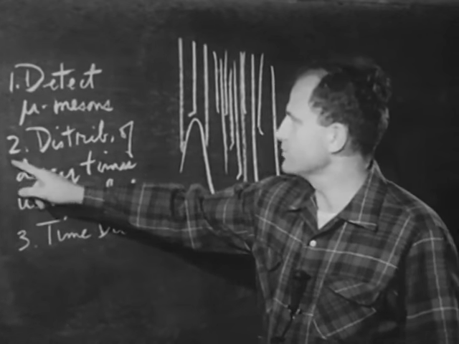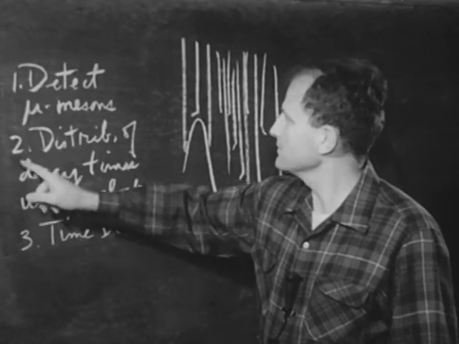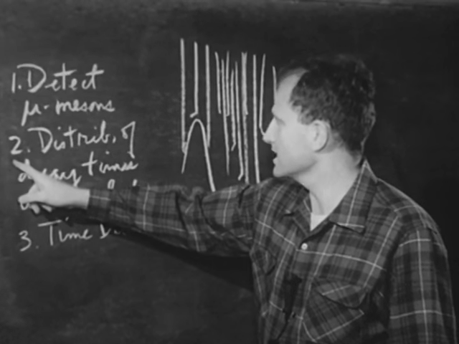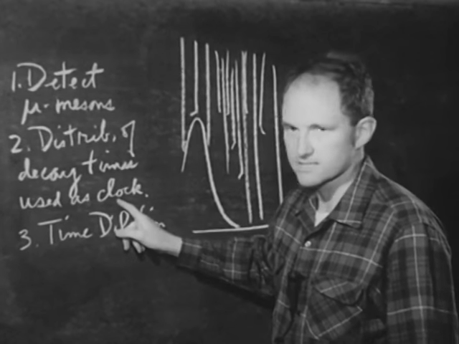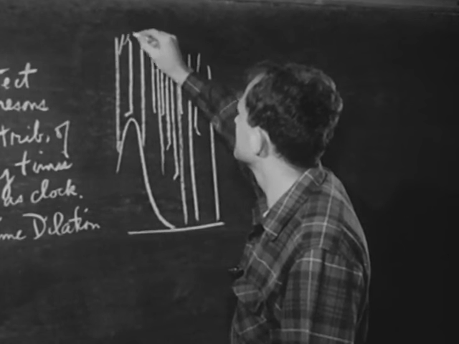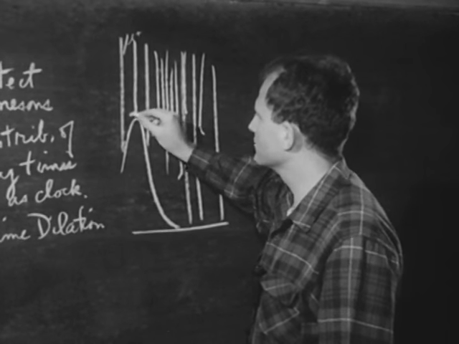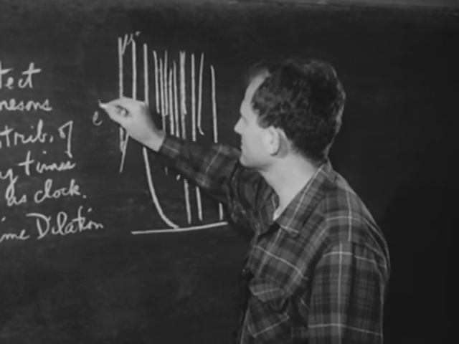That brings us to our second point. We already know how to detect new mesons. Now we want to find out how long it takes them to decay, so as to use them as clocks. When a positive mu-meson decays, it gives off a neutrino, an antineutrino, and one positive charged particle called a positron.